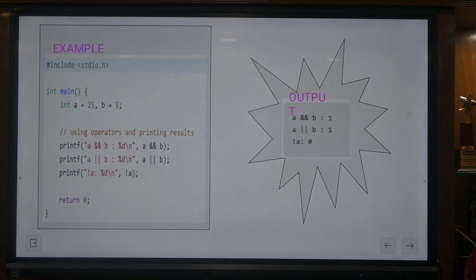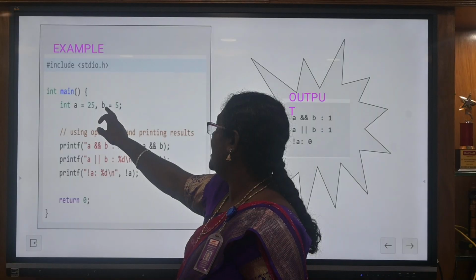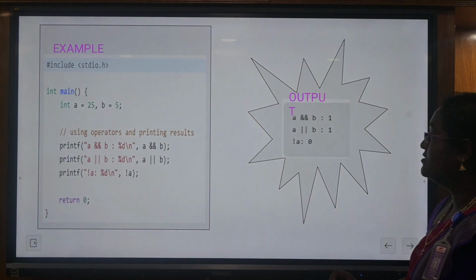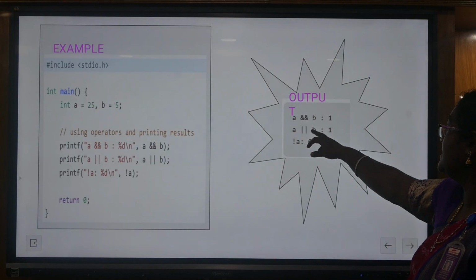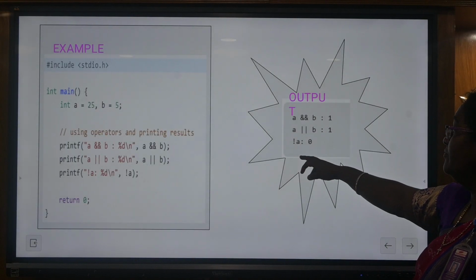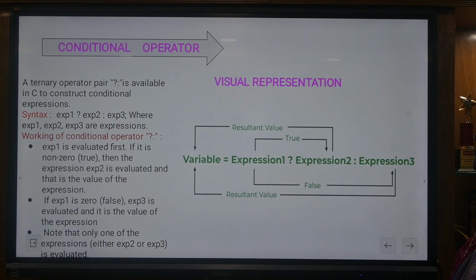Here I gave an example. A is equal to 25 and B is equal to 5. So A and B, it compares and gives the result as 1. Similarly, A or B and A not equal to.